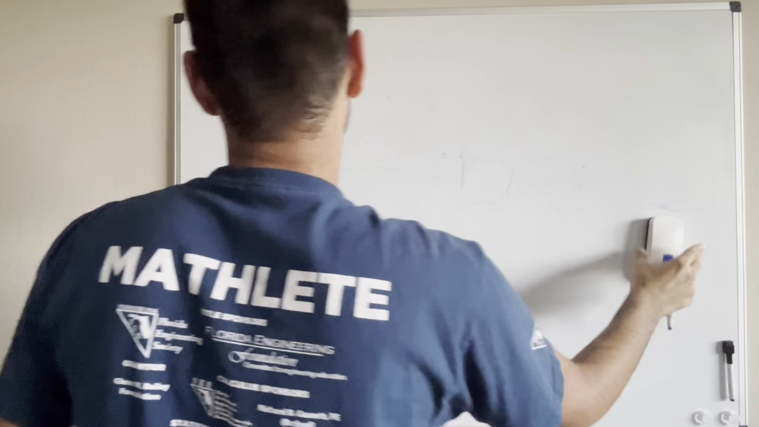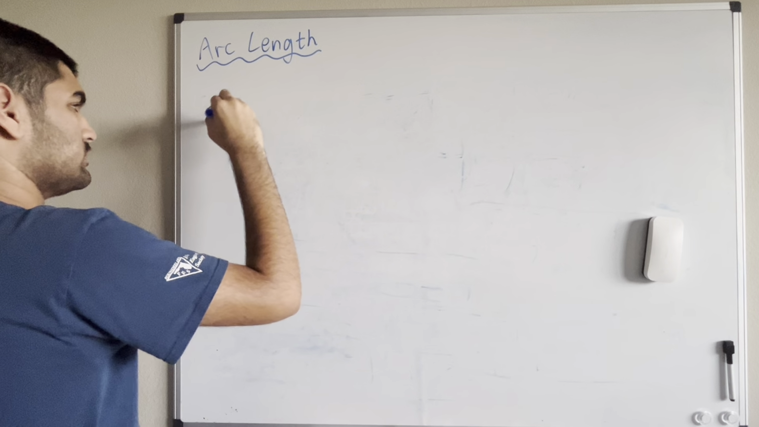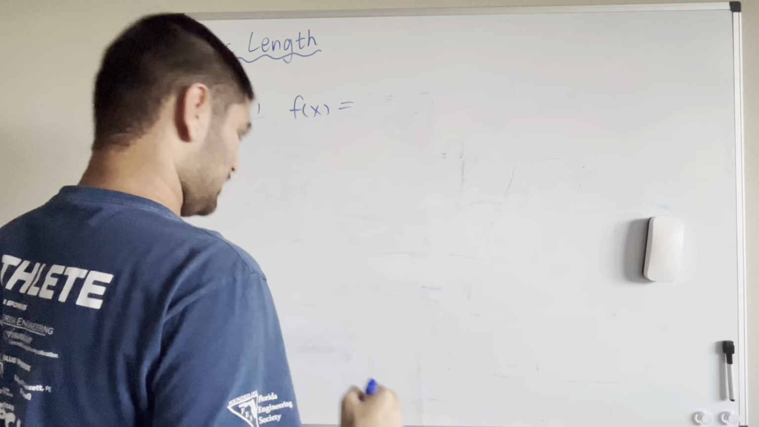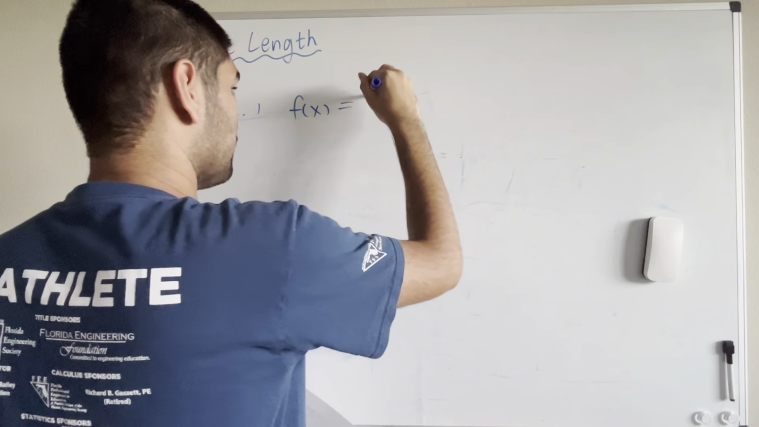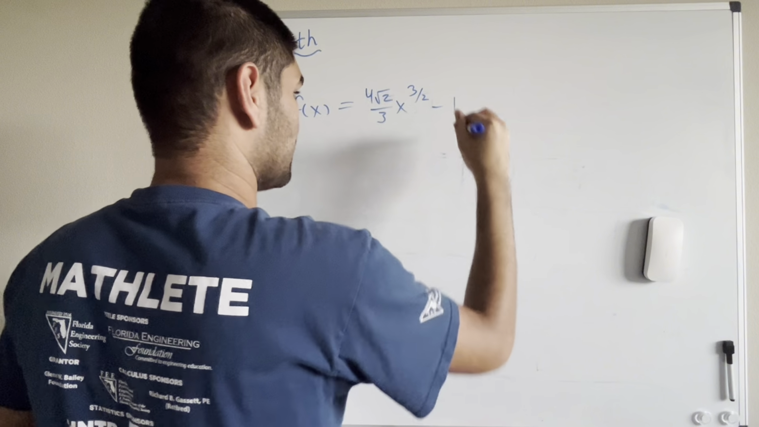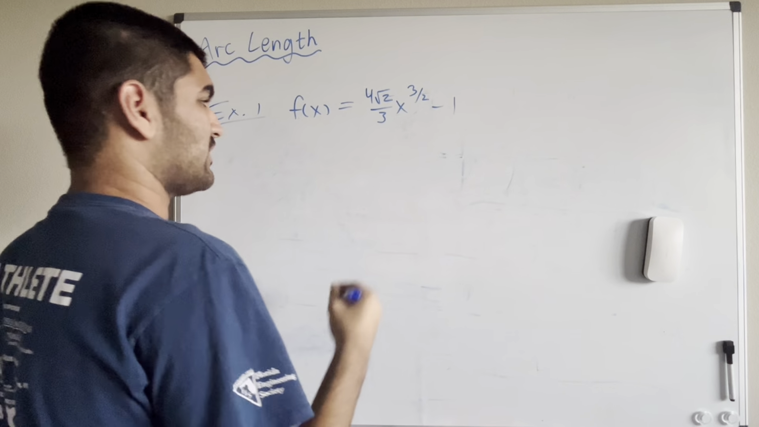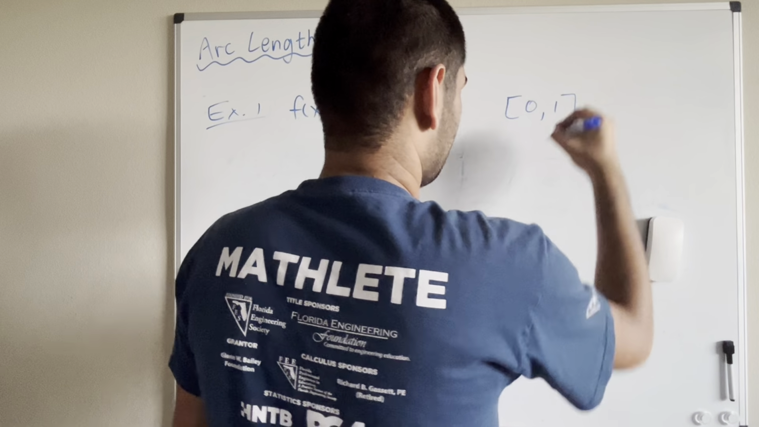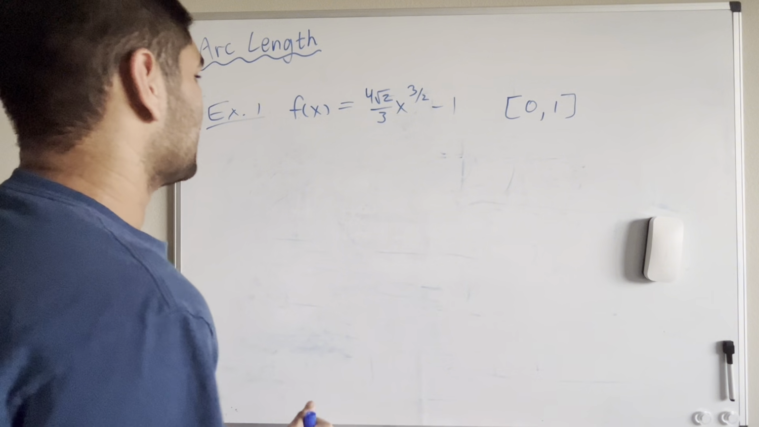So our first example, example 1, we have a function f of x, and it's equal to 4 square root of 2 over 3 times x to the 3 halves minus 1. And let's say we want to find the arc length over the interval from 0 to 1.